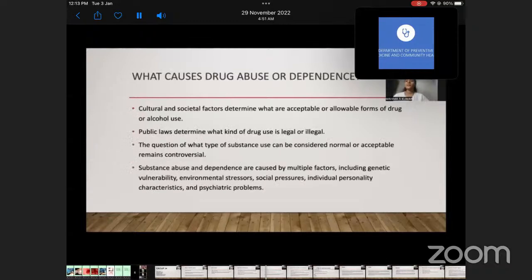What causes drug abuse or dependence? Cultural and societal factors determine what are acceptable or allowable forms of drug or alcohol use. Public laws determine what kind of drug use is legal or illegal. The question of what type of substance can be considered normal or acceptable remains controversial. Substance abuse and dependence are caused by multiple factors, including genetic vulnerability, environmental stressors, social pressure, individual personality, and psychiatric problems.